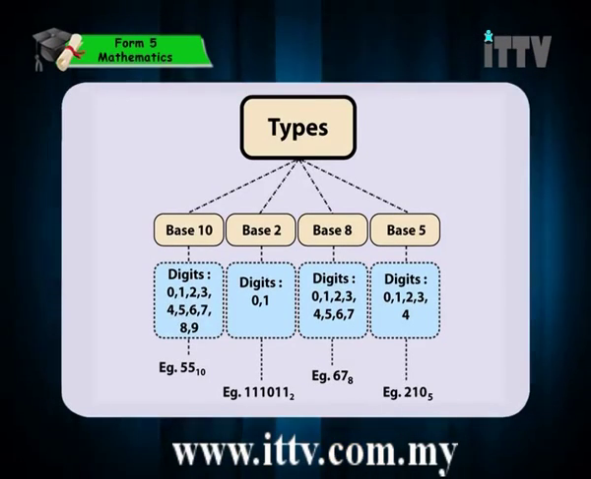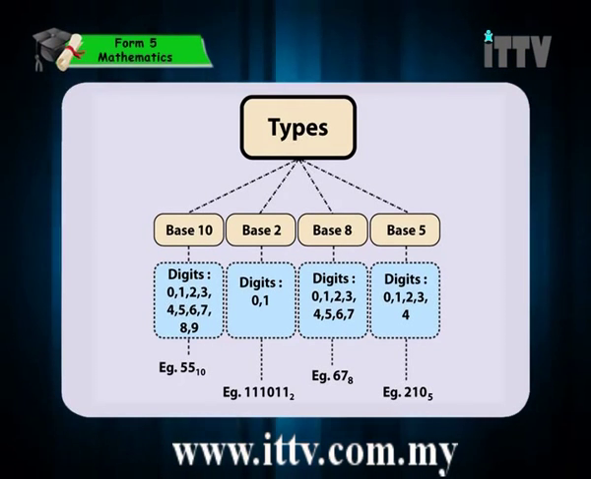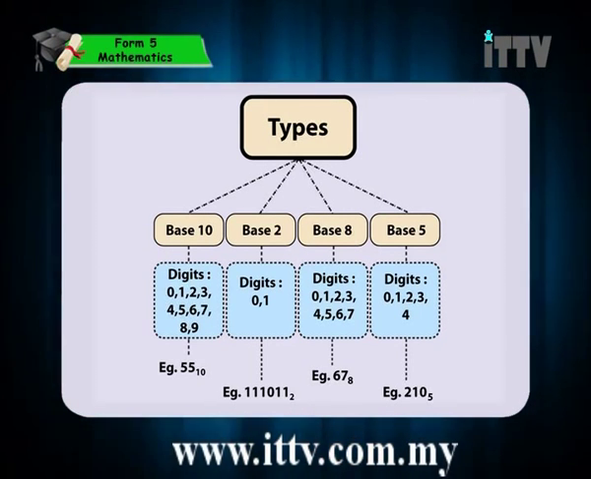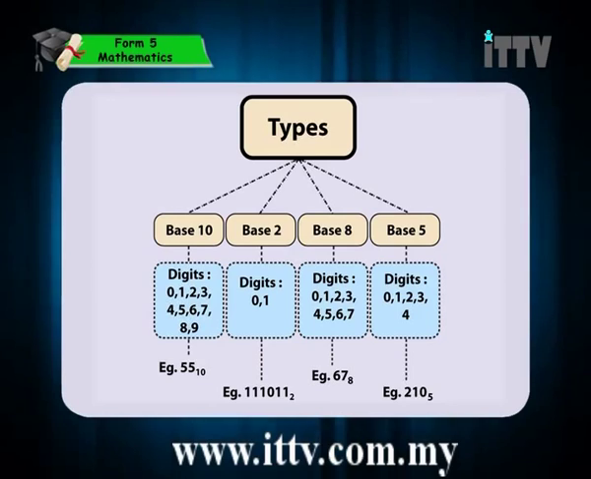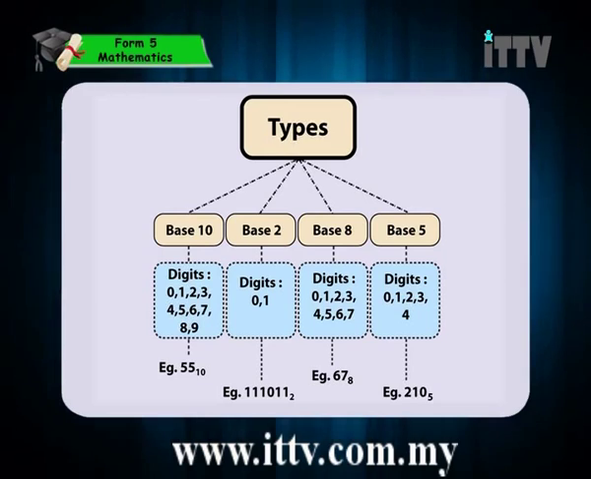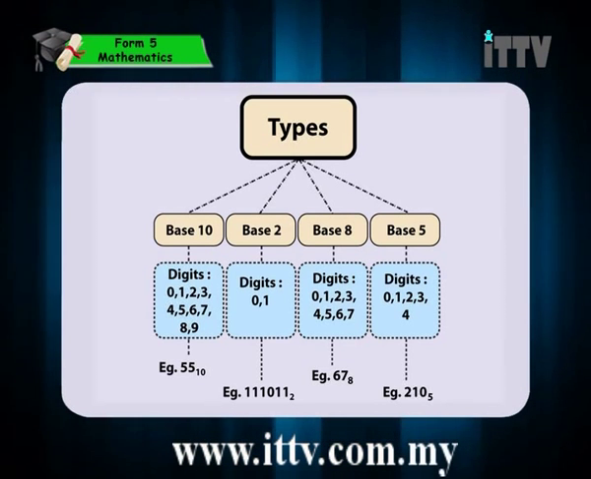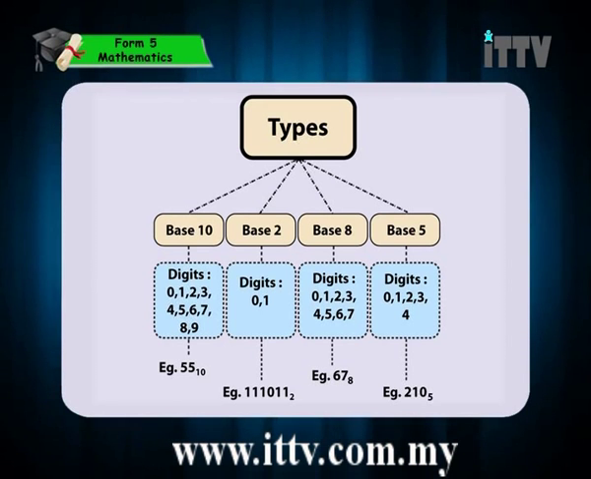Now let's take a closer look and compare the 4 number bases. Base 10. The digits in base 10 are 0, 1, 2, 3, 4, 5, 6, 7, 8, and 9. Base 10 simply means 10 digits in the number base. An example, 55. We just pick any number that we have been using in base 10. And as you can see, we write a small 10, a subscript 10, at the bottom of the number to indicate that we are in base 10. Base 2, as you can guess, has only 2 digits, 0 and 1.